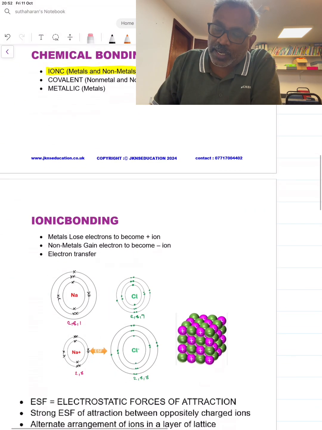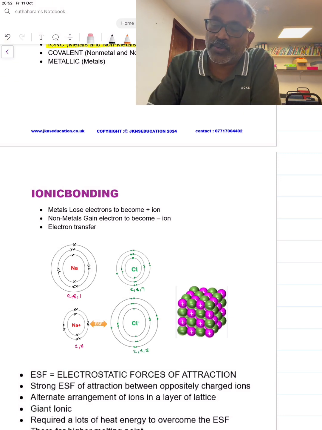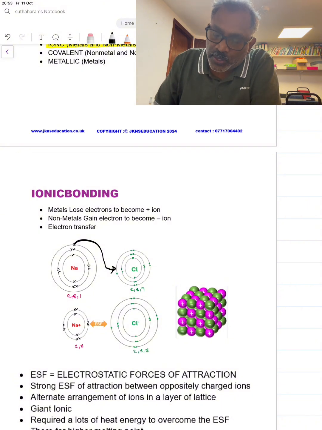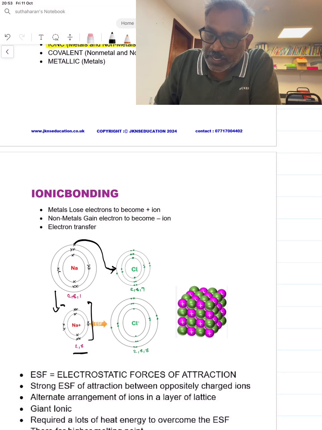So ionic bonding: metals lose electrons. In this one, I took sodium as an example. When sodium loses an electron, the electron is transferred to the non-metal chlorine atom, so chlorine gains an electron. When sodium loses an electron, it becomes a sodium positive ion, whereas the chlorine atom gains an electron to become a chloride negative ion.